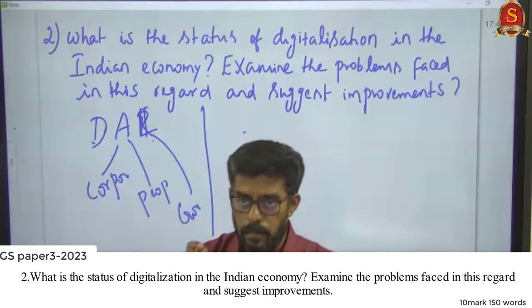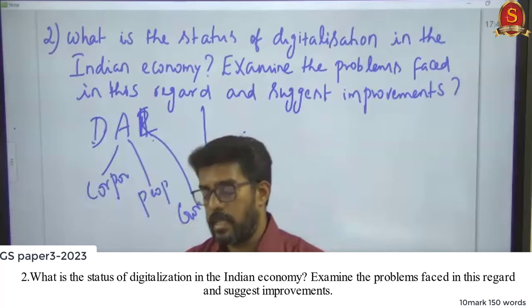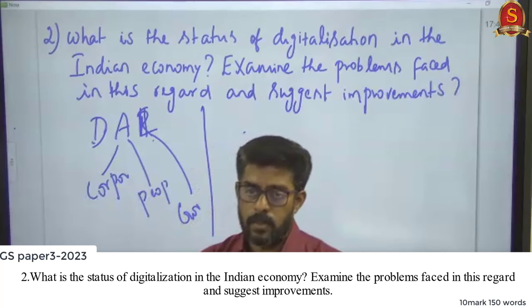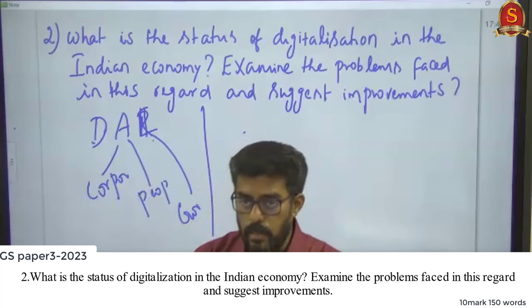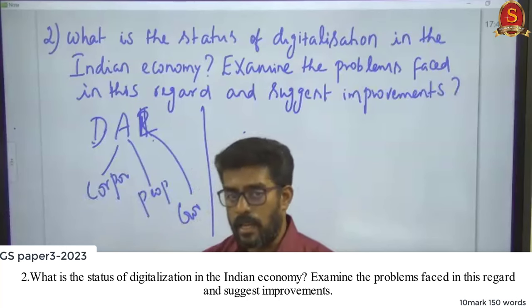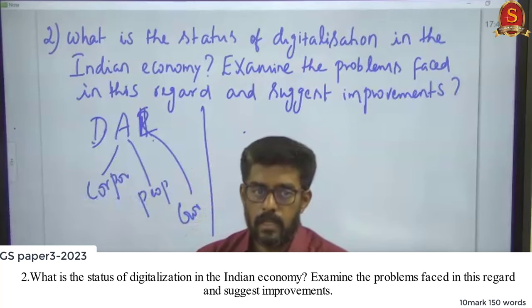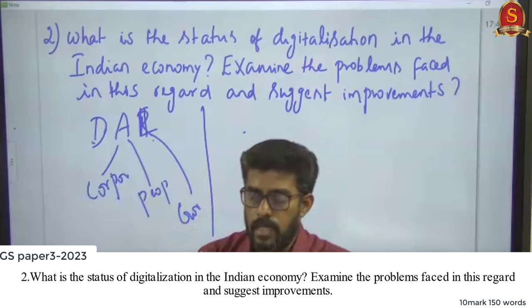So what is examine the problem? The question is about critical examination. So writing about the problem, you should not stop. You should say that we have the digital divide, so the things are not uniform. The things are not reaching exactly in all the areas because of the presence of the digital divide in our economy. Like this, you make a mention. Then you write about the second thing.